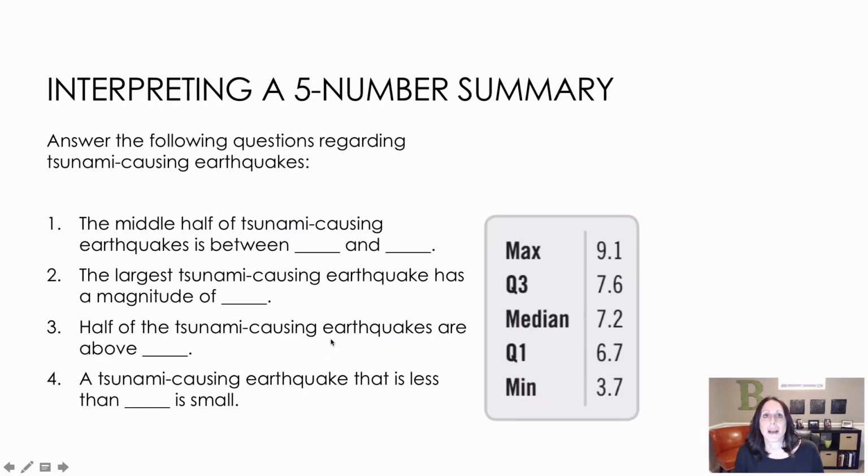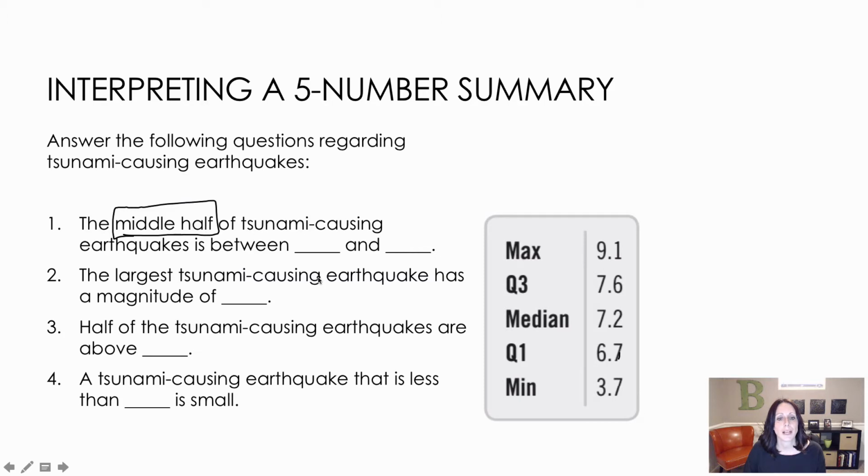So before we actually make them ourselves, let's pay attention to what they actually mean. So I'm going to work through this one with you rather than have you try it on your own. The middle half of a tsunami causing earthquake is between what 2 values? So middle half, right away that tells me that I'm looking at the distance between my first and third quartile. So the middle half would be between the 6.7 on the Richter scale and the 7.6. Oops, didn't want to give you all the answers. The 6.7 and the 7.6.